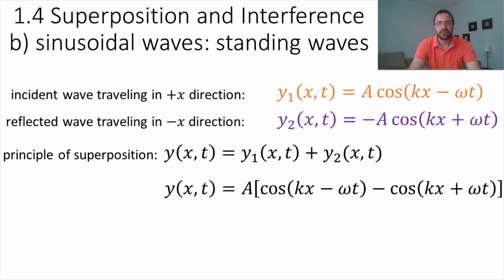Now we have the incident wave and the reflected wave that overlap in space. And so to calculate the resulting displacement, we will use the principle of superposition. Again, the principle of superposition is a simple addition. So we just get A cosine(kx minus omega t) minus cosine(kx plus omega t).